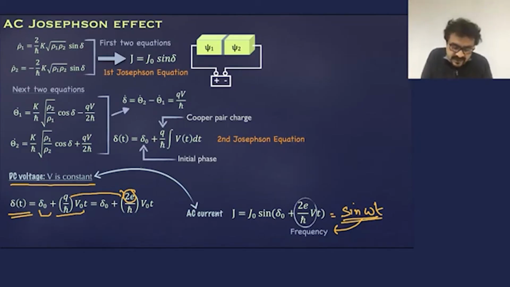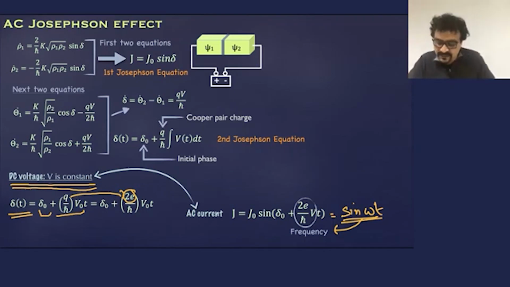So when you apply a constant voltage or DC voltage across the junction, you get an AC current, an alternating or oscillating current, through it. When we did not apply any voltage, that is the DC Josephson effect, you got a DC current. Now when you apply a DC voltage, we get an AC current.